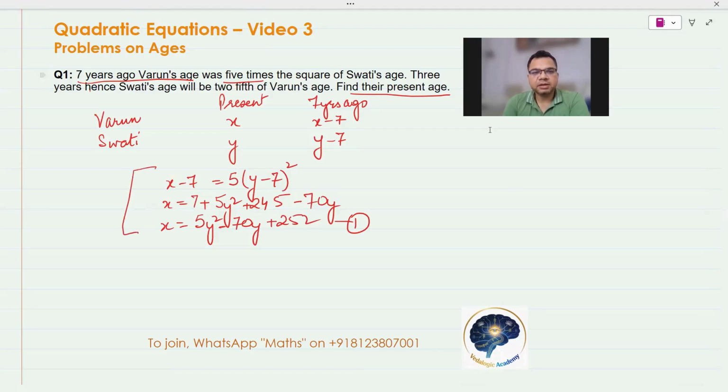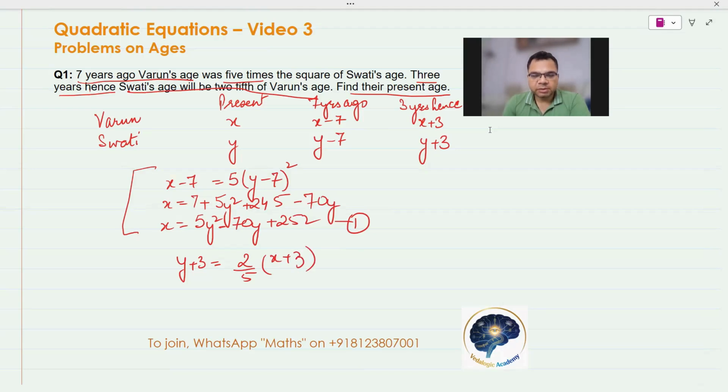Now let's look at the second part. It says 3 years hence. That means after 3 years. So let's say 3 years hence, the ages will be x plus 3 and y plus 3, right? I have to add 3 years to both of their ages. And the relation will be Swati's age will be 2/5 of Varun's age. That means Swati's age y plus 3 is 2/5 of Varun's age. Varun's age is x plus 3.